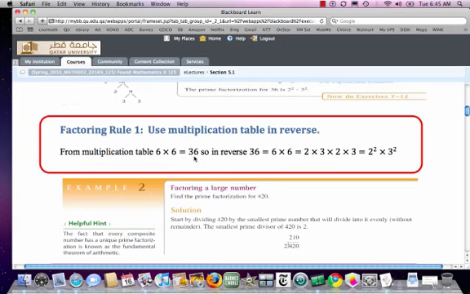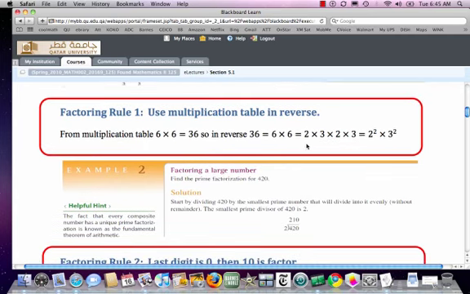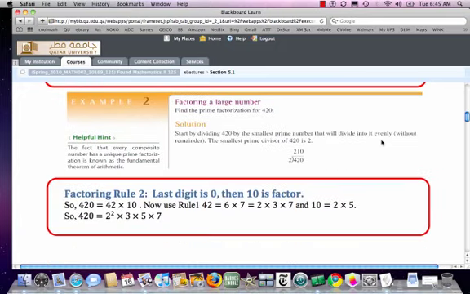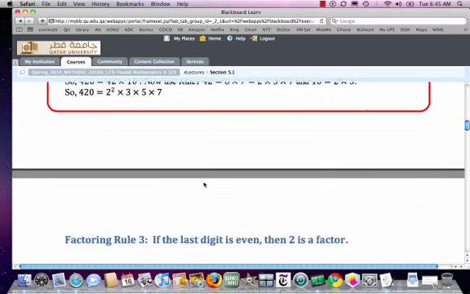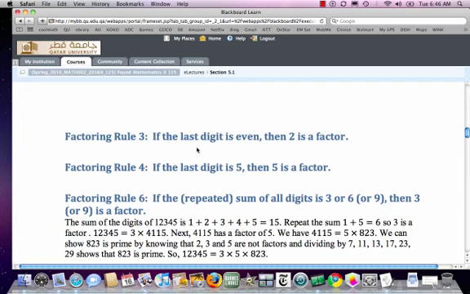So 6 times 6 is 36. You know that. So 36 in reverse is 6 times 6. And then 6 is easy from the multiplication table: 2 times 3, 2 times 3. And that's the answer. On example 2, I'm still going to do it a different way because I have 420 with a 0 there. So I'm going to use my second rule, which is whenever you have a 0, factor out a 10. That's pretty easy. Then when you have 42 left, so 42 times 10, you use the multiplication table in reverse.